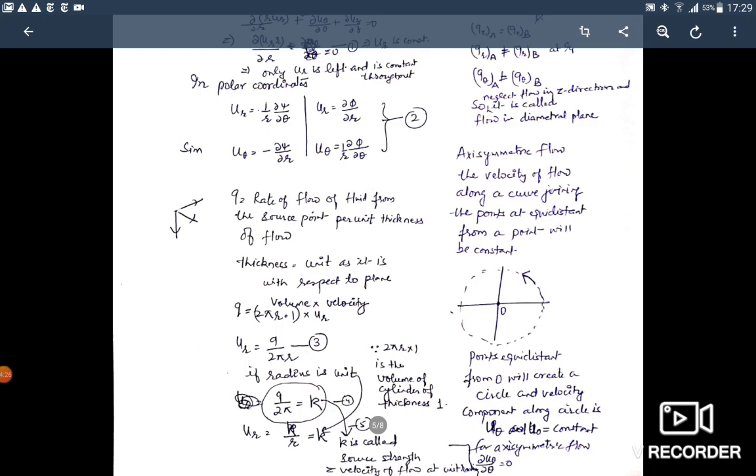Now suppose I assume that radius is also unit, तो ur किसके बराबर हो जाएगा? k के बराबर. This k is called source strength, which is the velocity of flow at unit radius. If I say that ur is k, then k is the strength of the source, and k is equal to the velocity of the flow at unit radius. Okay.